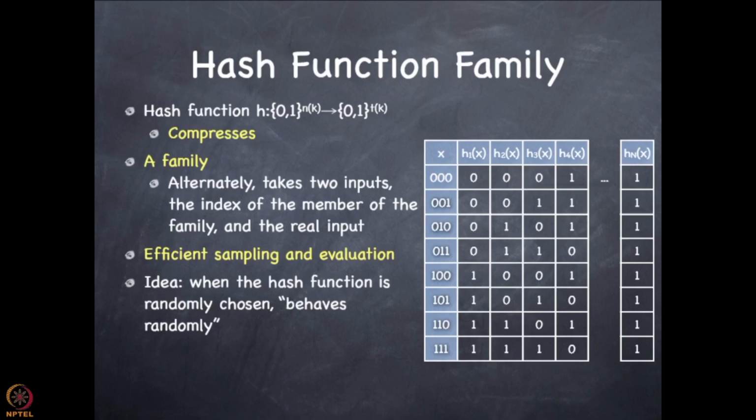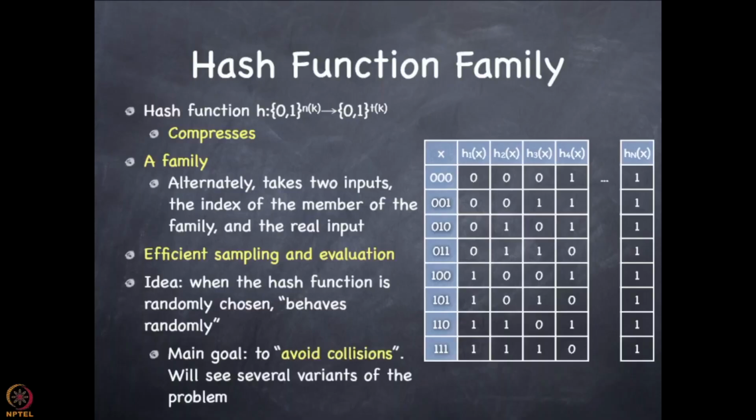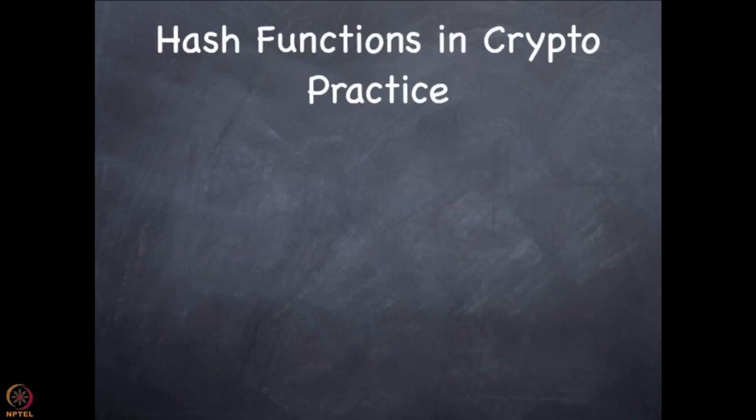So having all functions there in your family is not going to be efficient, but that's the effect you would like to have. When you pick your hash function at random from your small family, it should work like you have picked a function from the whole family, all functions. It should behave like random, and specifically it should avoid collisions. So it should be hard to find collisions. So let me show you.